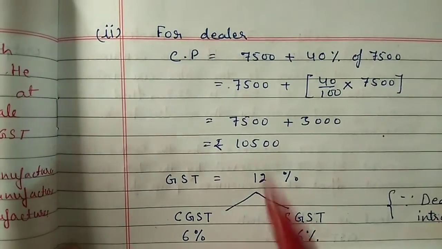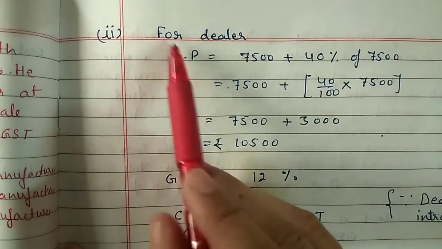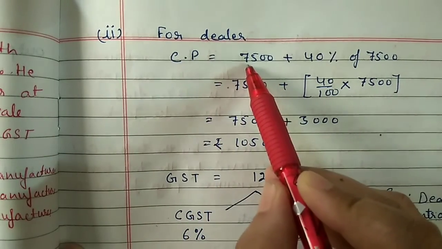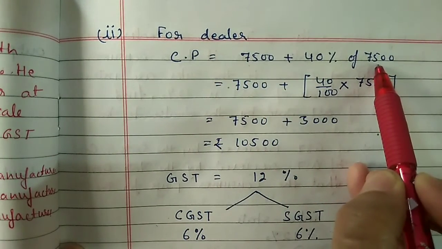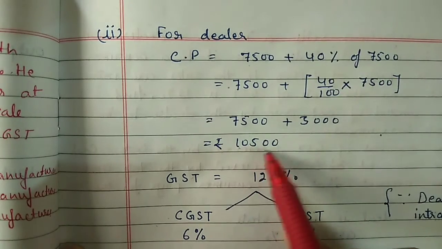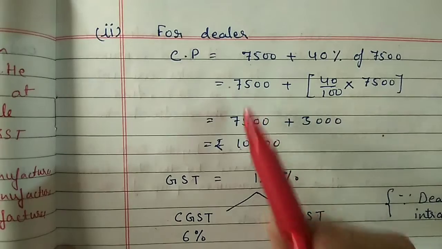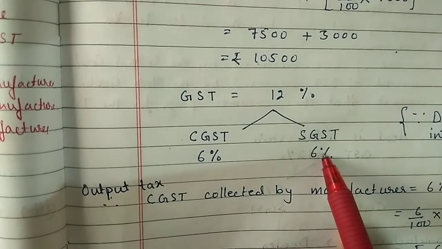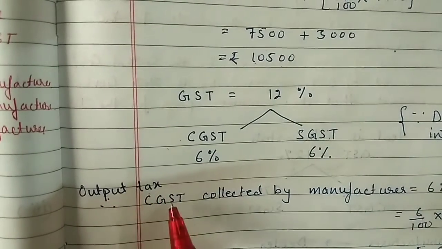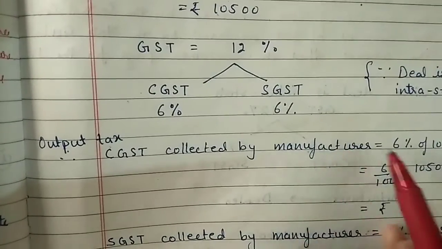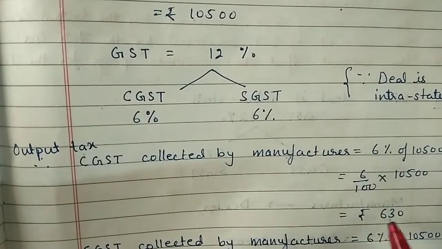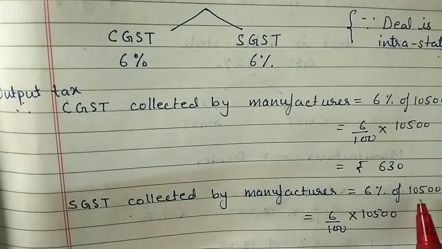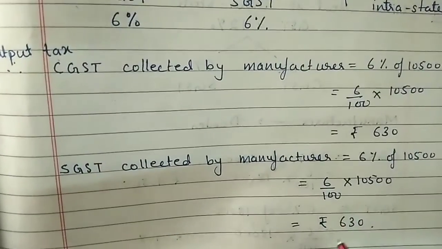But the manufacturer is selling this item to the dealer at 40% profit. So cost price for dealer will be 7,500 plus 40% of 7,500, that is equal to 10,500, and the GST for dealer will be 12%. So 6% will go for CGST, 6% will go for SGST. So output CGST collected by the manufacturer will be 6% of 10,500 equal to 630 rupees, and output SGST will be 6% of 10,500 rupees equal to 630 rupees.